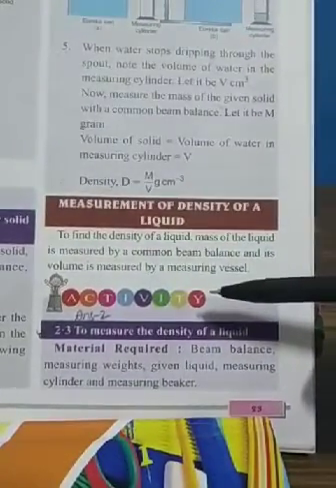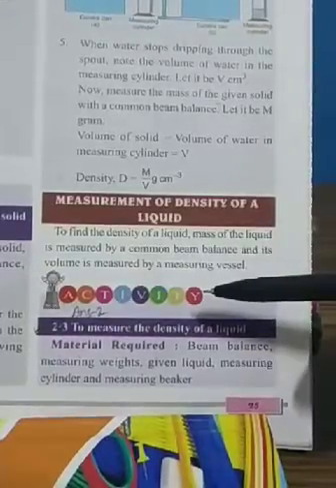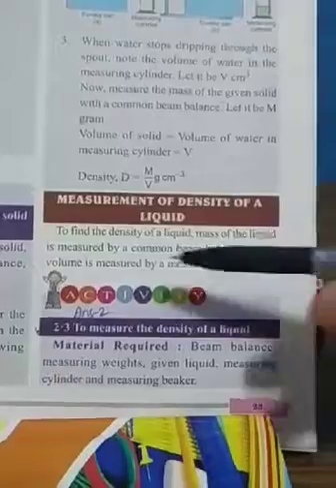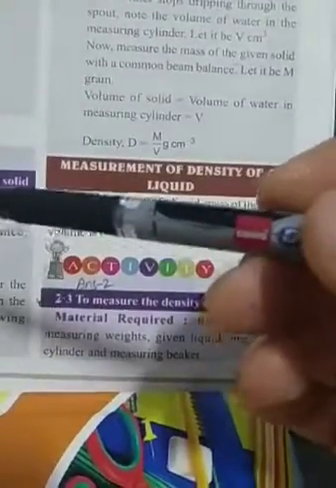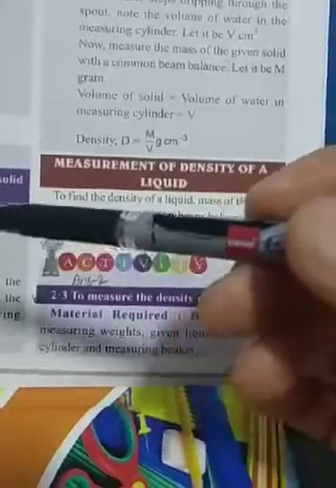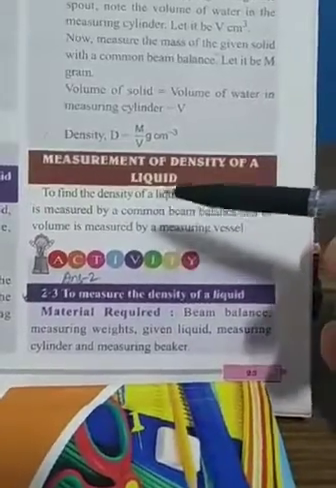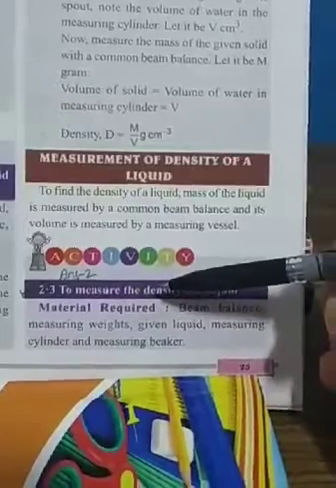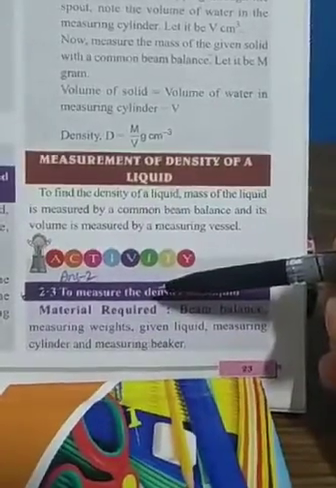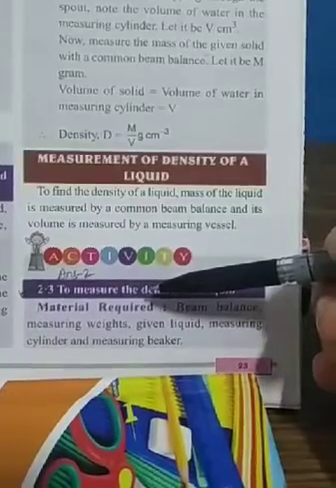So, as we have discussed earlier, the density can be measured if we know mass and volume of the liquid. So far we had calculated density of solids, regular solids and irregular solids. Now, we will know how to measure the density of a liquid. So, let us go through this activity 2.3, which demonstrates how to measure density of a liquid.